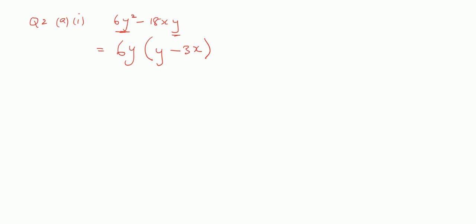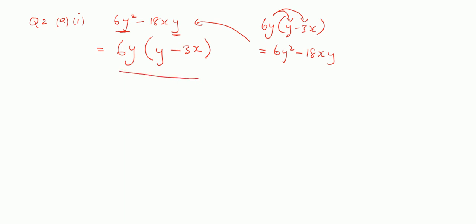Now we can easily check our answer by just removing the brackets. So 6y multiplied by y minus 3x, right? If we use the distributive law, we take 6y and multiply by y, we end up with 6y squared. Then we take 6y and multiply by minus 3x, and we end up with 6 3s are 18xy, right? Which is the same as this here. So we know that when we factorize, this is our answer here. 6y, open brackets, y minus 3x.